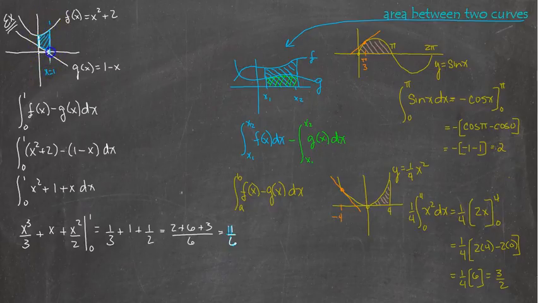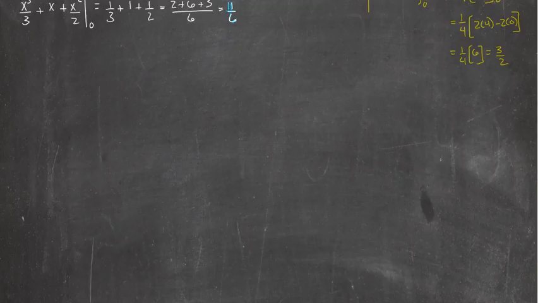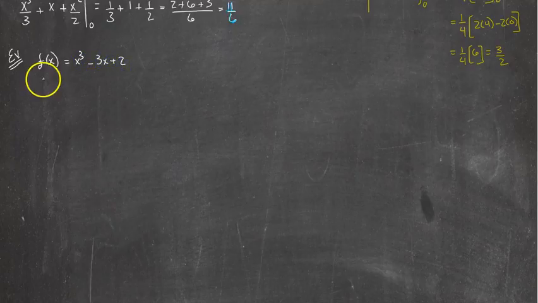I could sketch it this way. Seems like a good time to do another example, because this time we want to look at something a little bit more complicated. So let's find the area of the region that's bounded by the graphs f of x equals x cubed minus 3x plus 2, and g of x equals x plus 2.